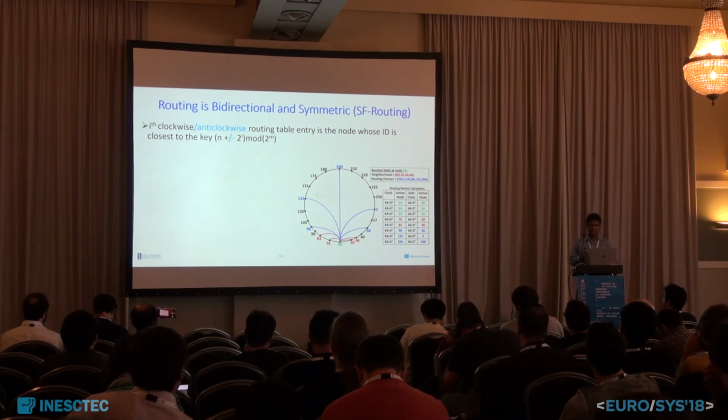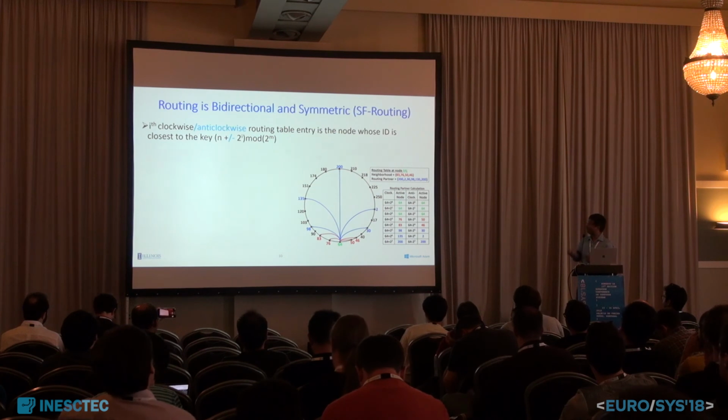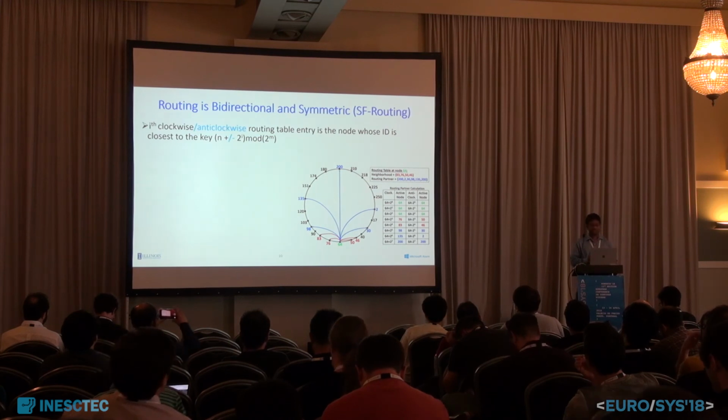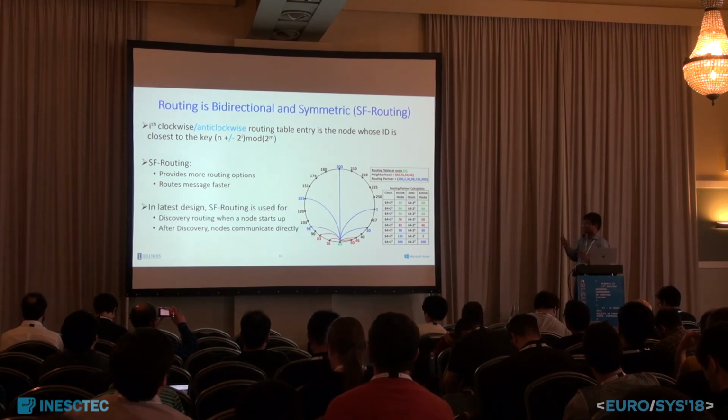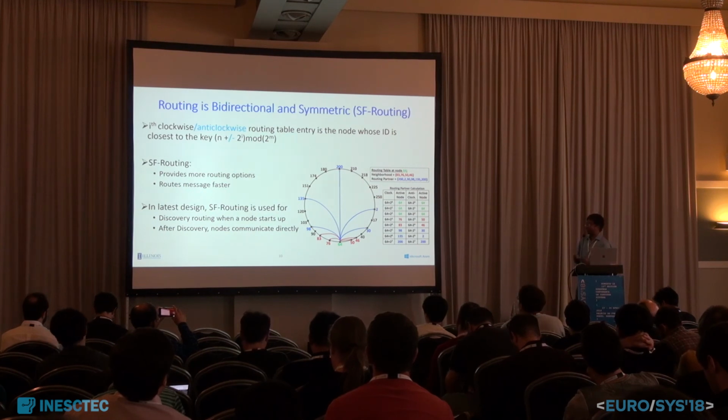In our ring, unlike other P2P distributed hash tables, the service ring maintains both clockwise and anti-clockwise routing entries. In SF routing, it provides more routing options, so it routes messages faster. But before that, let me clarify. In the latest design, this SF routing is only used for bootstrapping and discovering routing when a node starts up. After this discovery, nodes can communicate directly.